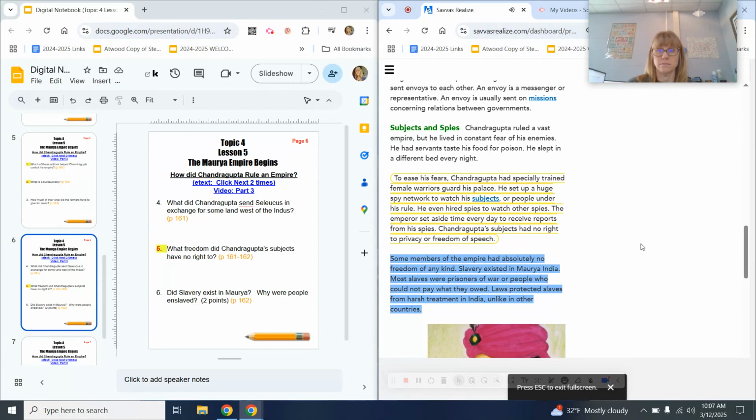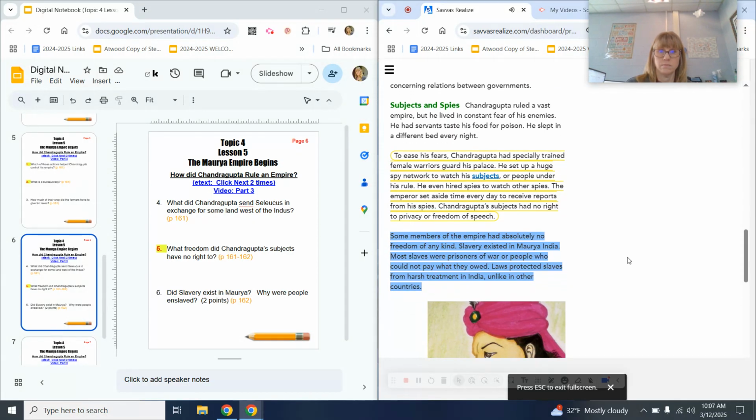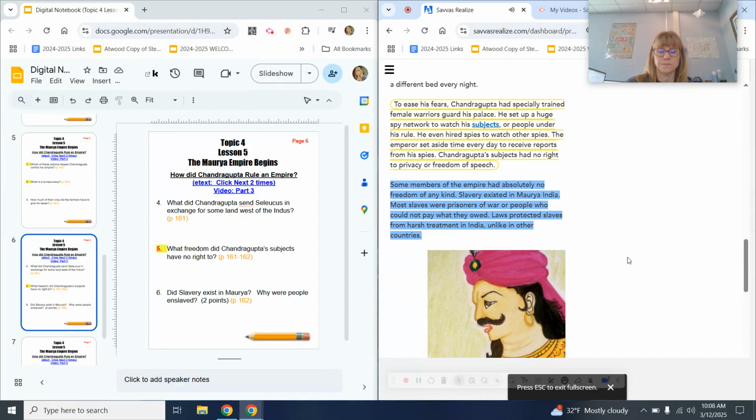Subjects and spies. Chandragupta ruled a vast empire, but he lived in constant fear of his enemies. He had servants taste his food for poison. He slept in a different bed every night. To ease his fears, Chandragupta had specially trained female warriors guard his palace. He set up a huge spy network to watch his subjects or people under his rule. He even hired spies to watch other spies. The emperor set aside time every day to receive reports from his spies.